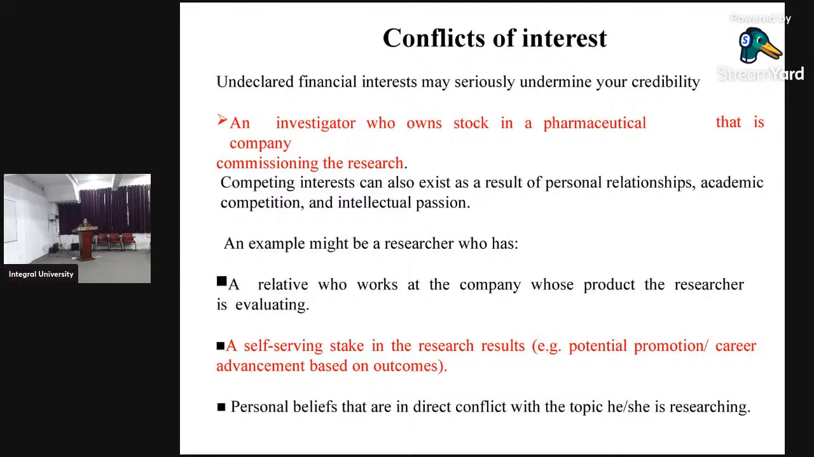So competing interests can also exist as a result of personal relationships, academic competition, and intellectual passion. An example might be a researcher who has a relative who works at the company, okay? A relative who works at a company whose product the researcher is evaluating, okay? So, I mean, there is a fine line in this thing. Right? It all depends upon how ethical you are, right?